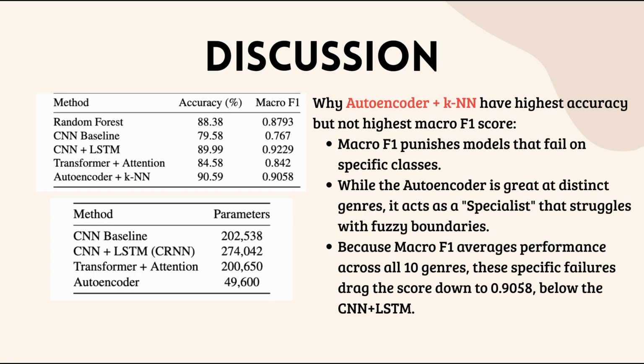But if we look at the macro F1 score, which measures how consistently the model performs across all genres, the autoencoder actually scores a bit lower than our CNN plus LSTM method. This happens because the autoencoder is good at compressing, but struggles with fuzzy boundaries. Some clusters might get too close to each other, hurting the macro F1 score, as the macro F1 considers all distinct genres. Failing on just one or two genres still punishes this score. So while the autoencoder gets the most songs right, the CNN plus LSTM, which is the CRNN method, is still slightly more consistent among them all.